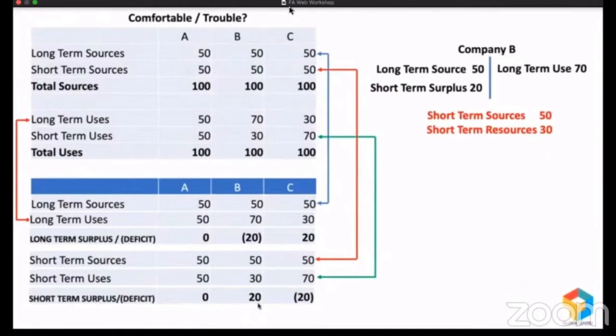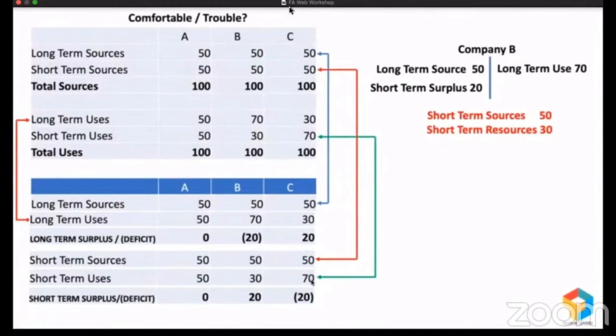But if you look at company C, they've raised 50 million long term, they've spent only 30 million, so they had a surplus of 20 million. That surplus of 20 million, along with the short-term fund of 50 million, has created a short-term use of 70 million. And if you look at it from the other side, within 1 year they are supposed to pay 50 million, and for paying that 50 million, what resources do they have? 70 million. That's why we say company C is in a comfortable situation.